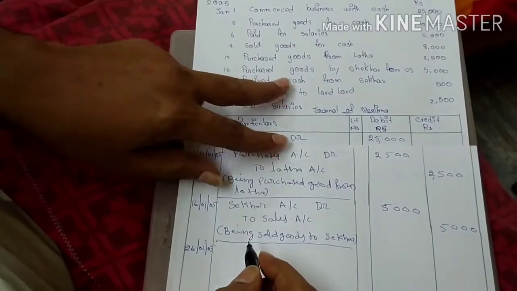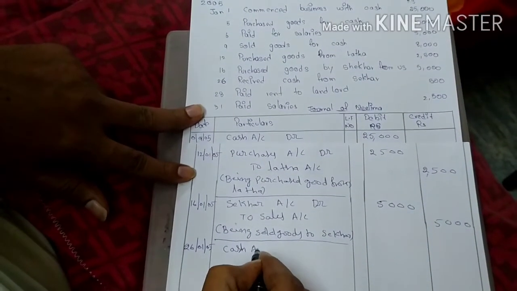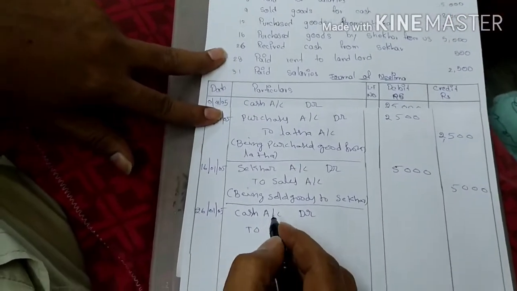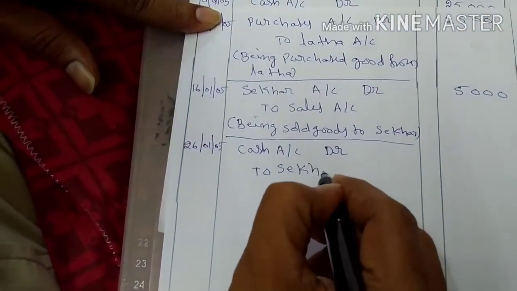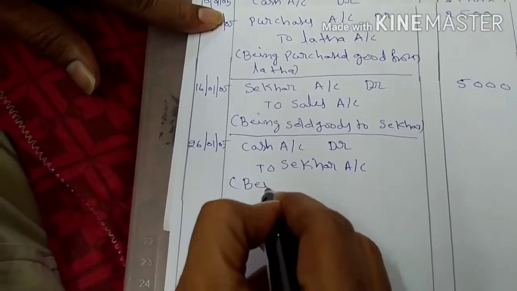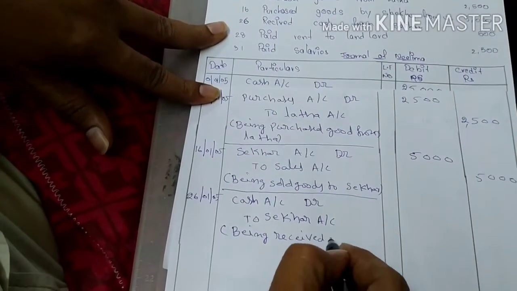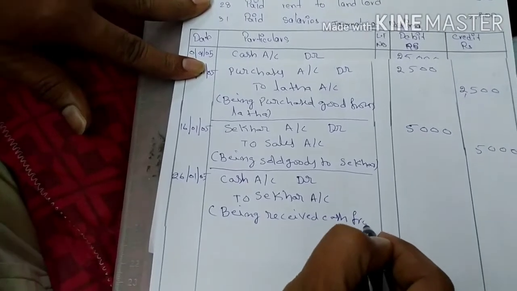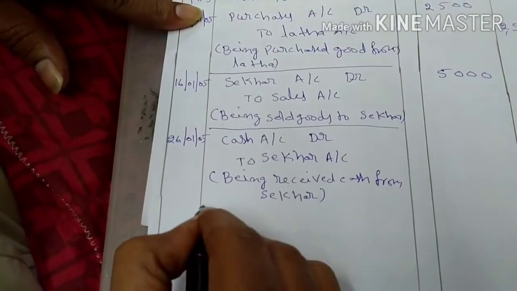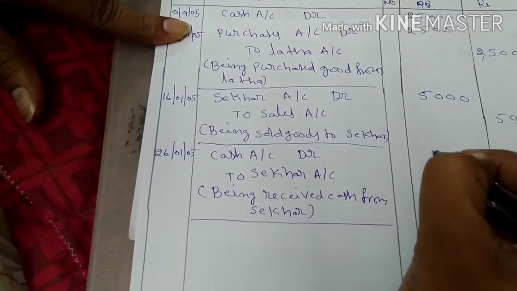Next, 26/1/2005, received cash from Shekhar. That means cash is coming in, that is debit. Cash account debtor to Shekhar account, being received cash from Shekhar. Amount here 500 rupees.